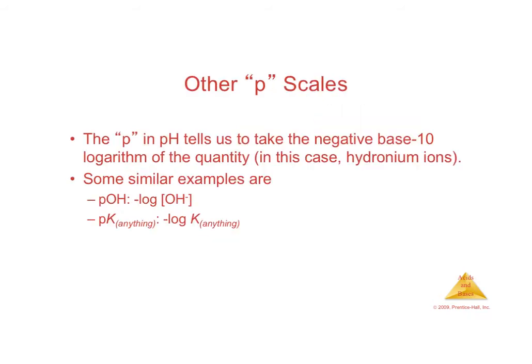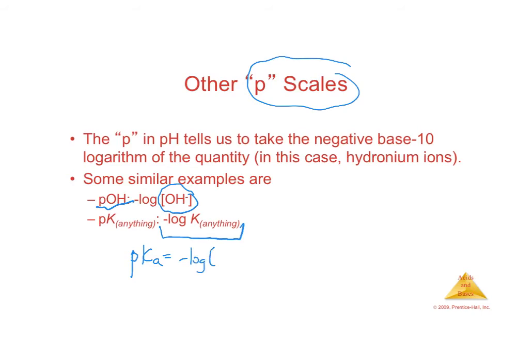What's useful is we can take the negative base 10 logarithm of any set of numbers and put them on a p-scale, right? Simply by taking the negative log of the hydroxide concentration, we can create a pOH scale, or we can take the negative log of equilibrium constant values. For instance, pKa is simply the negative log of the Ka value.